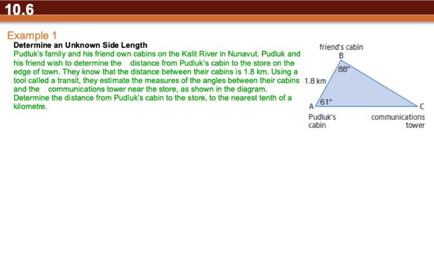So what we have is Pudluck and his friend who own cabins. They want to know the distance from Pudluck's cabin to this communications tower C. So that side here on the bottom, because the angle opposite is labeled with a B, that angle has to be little b.